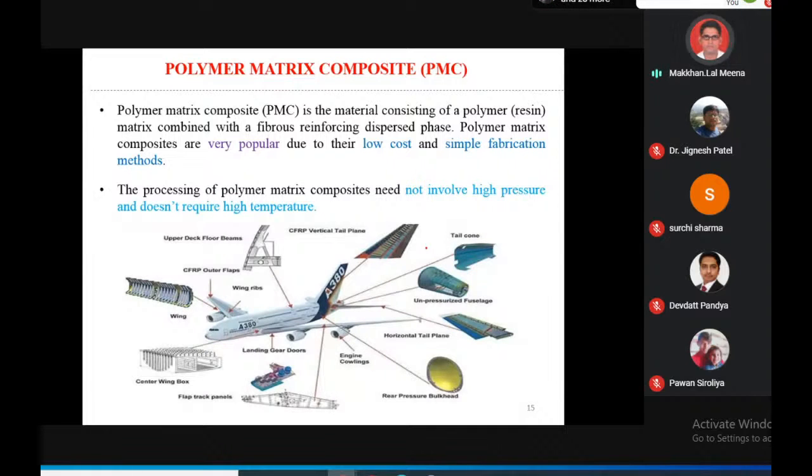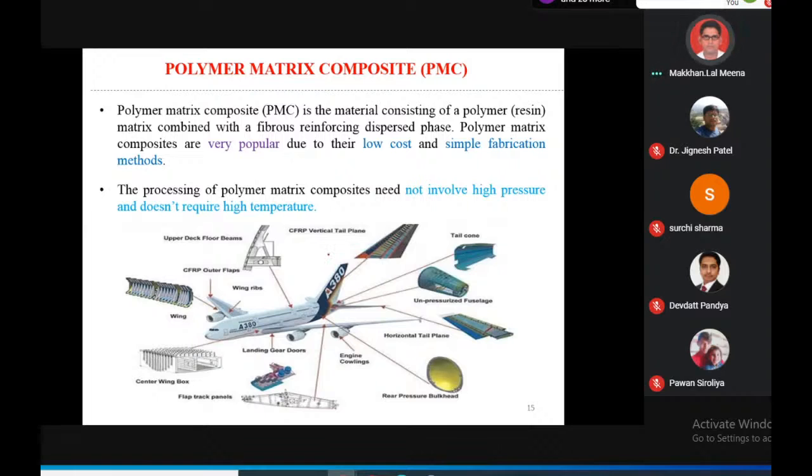There are mainly two reasons for PMCs. Firstly, the mechanical properties of polymers are inadequate for many structural purposes, particularly their strength and stiffness are low compared to metals and ceramics. The second reason is that the processing of polymer matrix composites need not involve high pressure and does not require high temperature. Also, the equipment required for manufacturing polymer matrix composites is very simple. For this reason, polymer composites were developed rapidly and soon became popular for structural applications.